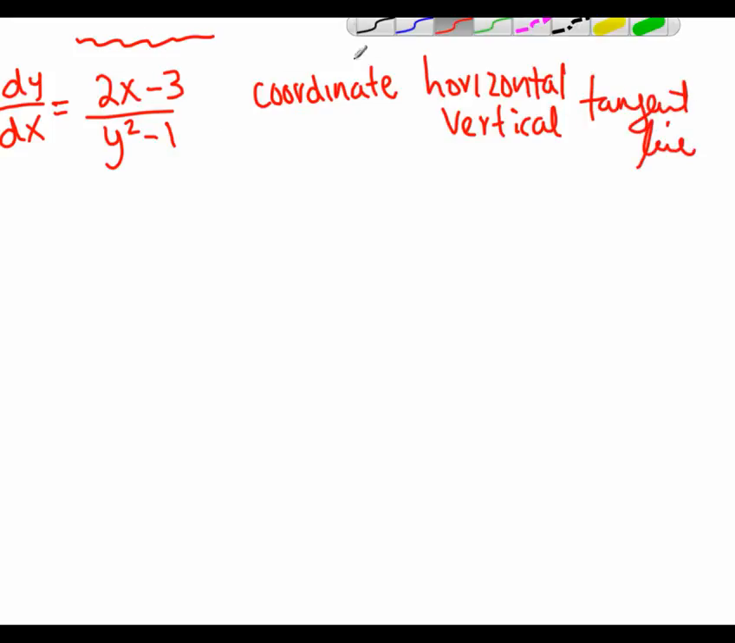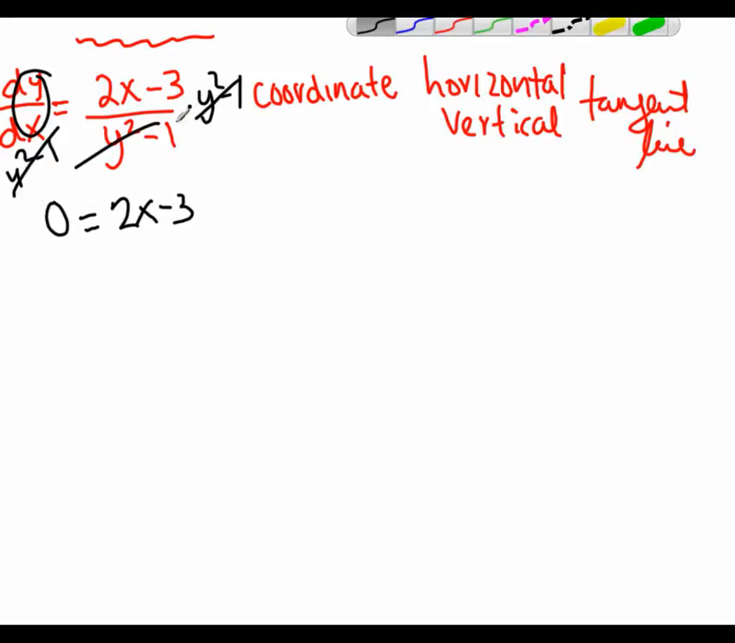So based on this, if I want to find horizontal tangent lines, I know that the derivative has to equal 0. So you take the derivative and set it equal to 0. But something that you're going to realize is that you just end up with 2x minus 3. Because when you do y squared minus 1 and this is 0, this basically reduces, and therefore you just end up with a numerator. And to find the horizontal tangent lines, in this case, just set the numerator equal to 0, and you'll be able to find the x coordinate. So 2x equals 3, so x equals 3 halves.